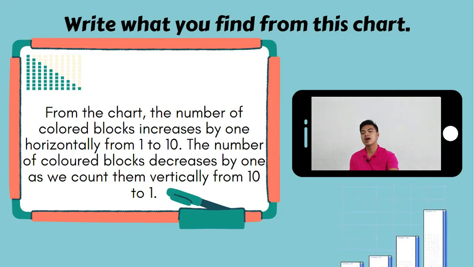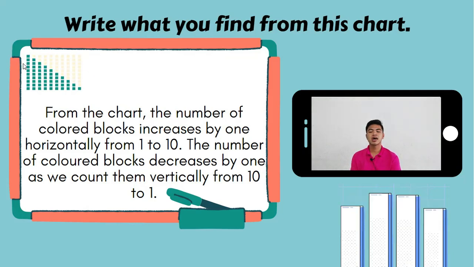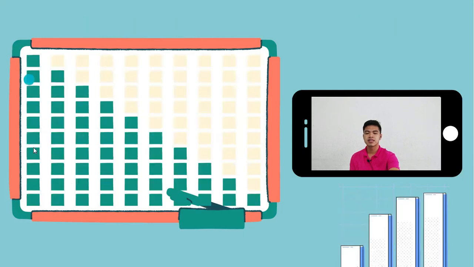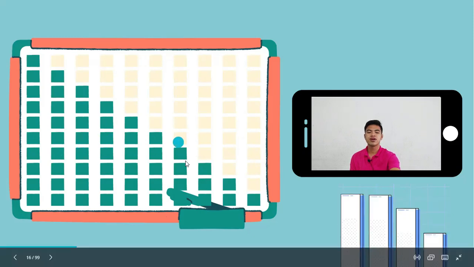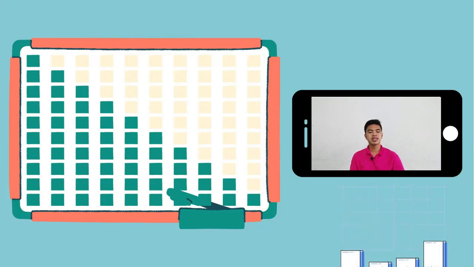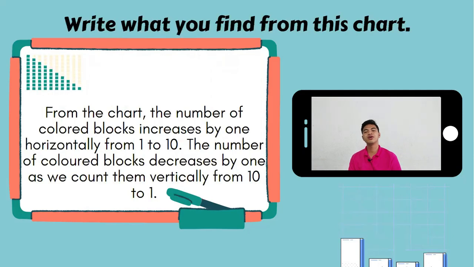If we are going to start, okay, from left to right vertically, we can see that the number of colored blocks decreases from 10 to 1. Look at this one. It's going to be 10, 9, 8, 7, 6, 5, 4, 3, 2, and 1. So that is what it looked like. So let's go and learn more.